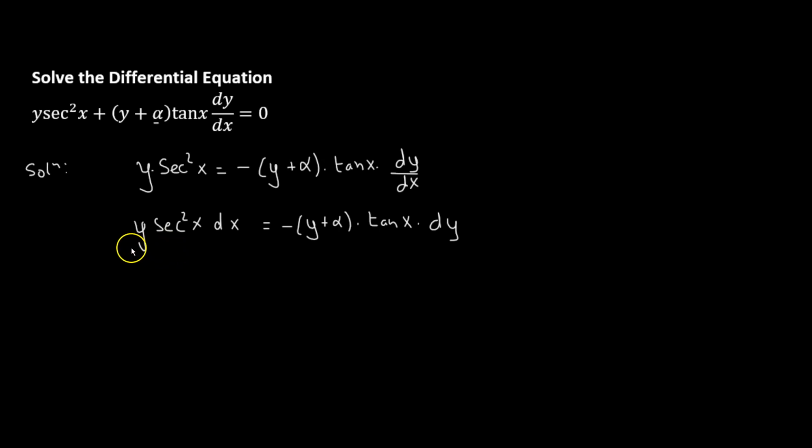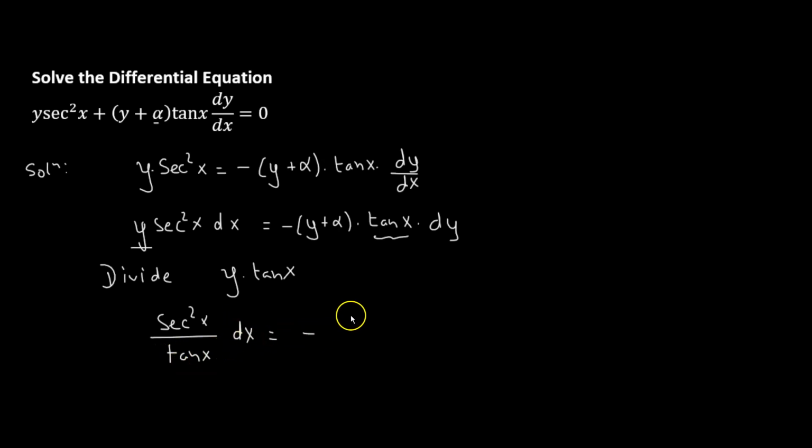Now we will divide with y so that this term is independent of y, and here we need to divide with tan x. So that means we're going to divide both sides by y times tangent of x. So that is secant squared x over tangent of x dx equals negative y plus alpha divided by y dy. So this is in the separable form.